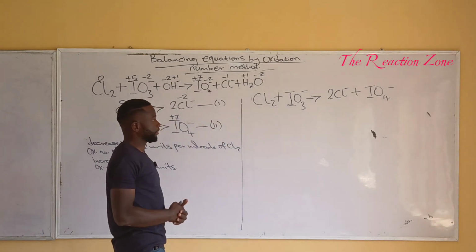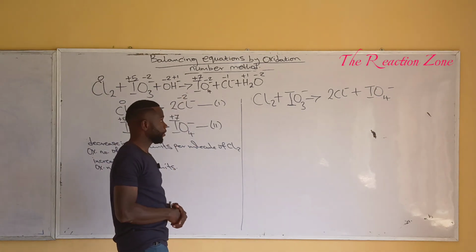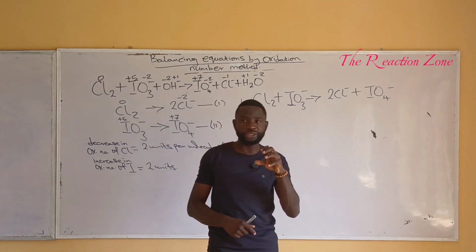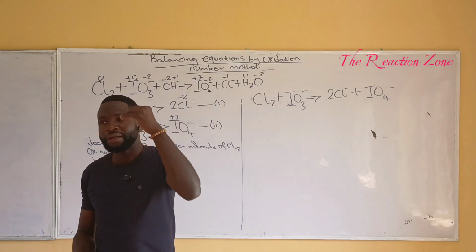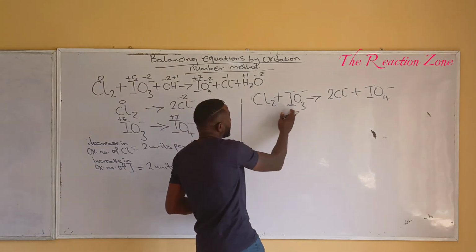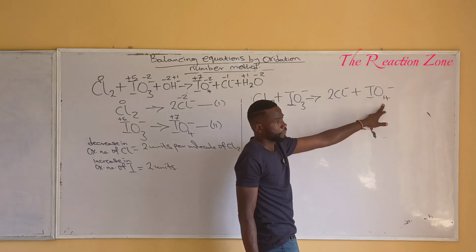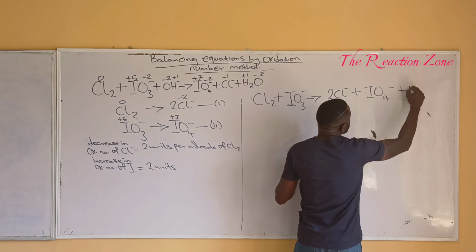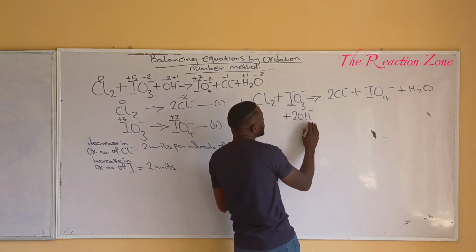Now let us not forget that the original equation is in basic medium. So we'll have to balance the oxygen atoms using the rule for balancing oxygen atoms in basic medium. There are 3 oxygen atoms on the left-hand side. There are 4 oxygen atoms here. So there is an excess of 1 here. So, for this excess of 1 here, we're going to add 1 molecule of water to this side and then add 2 OH minus to the other side.